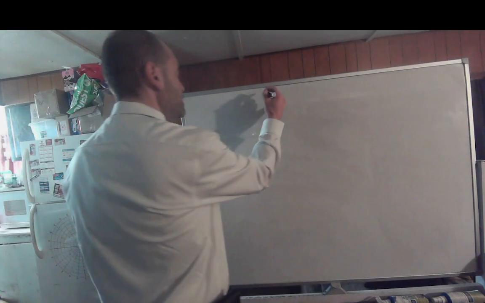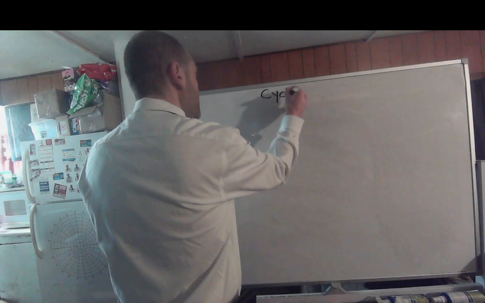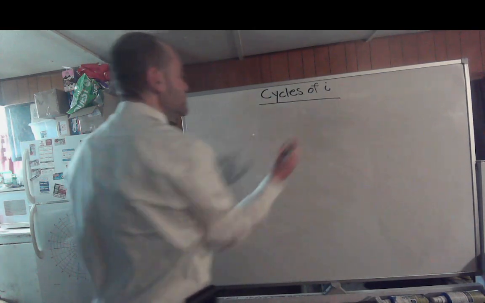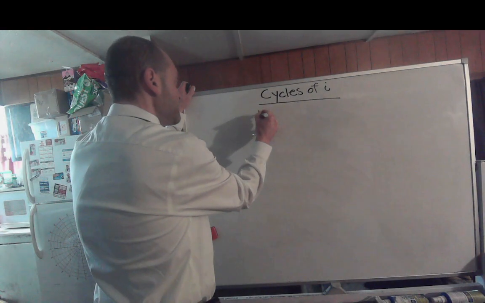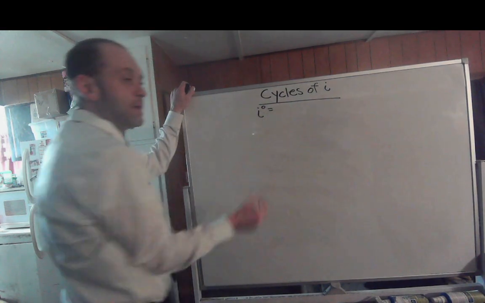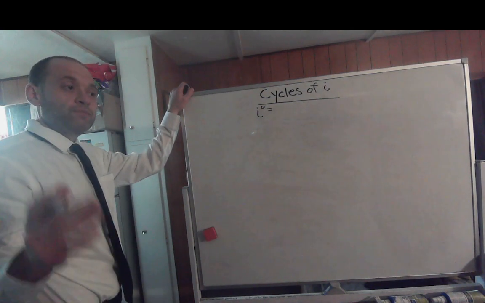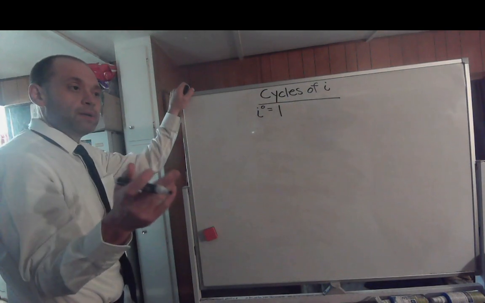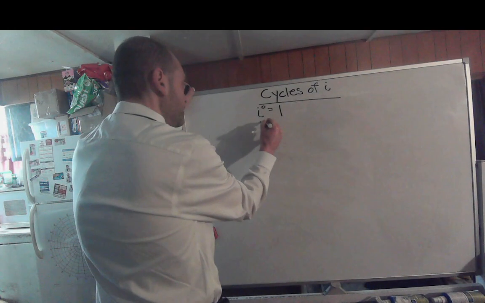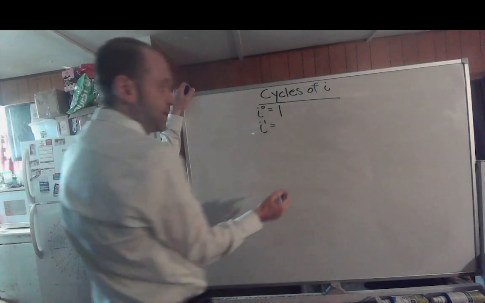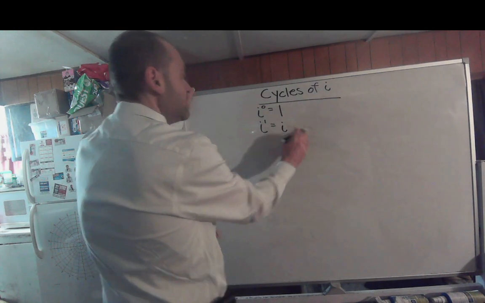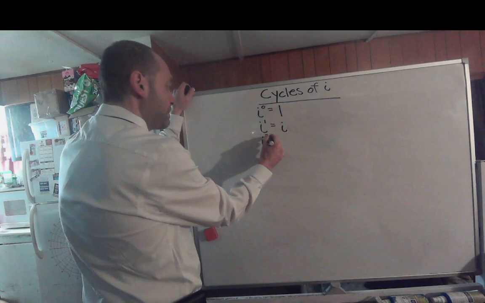Alright. Now, i's also have cycles. So, we're going to talk about the cycles of i. Let's say you have i to the 0. Well, anything to the 0 except for 0 is 1. So i to the 0 will give you positive 1. Now, i to the first, that is literally the same as i, which would just be the square root of negative 1.